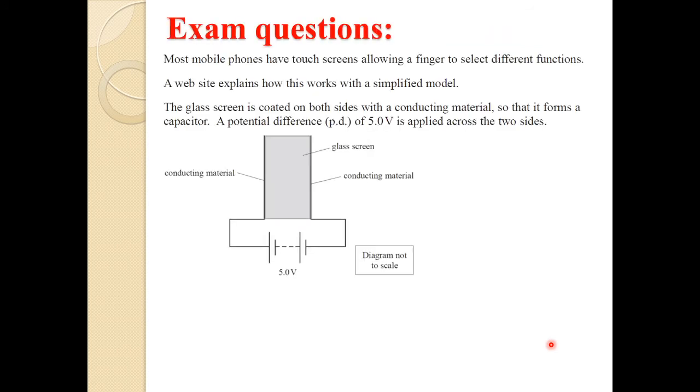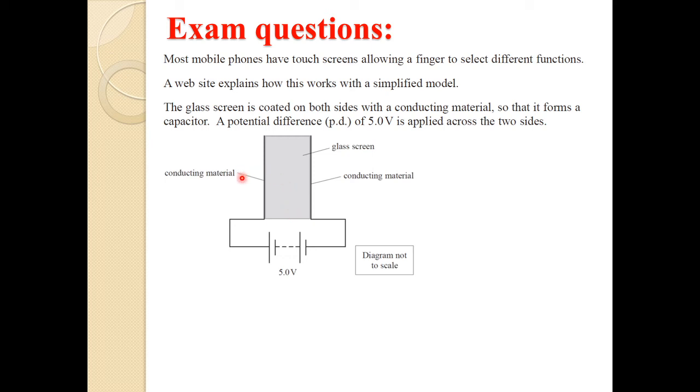So let's move to a question. Most mobile phones have touch screens allowing a finger to select different functions. A website explains how this works with a simplified model. The glass screen is coated on both sides with conducting material so that it forms a capacitor. A potential difference of 5 volts is applied across the two sides.